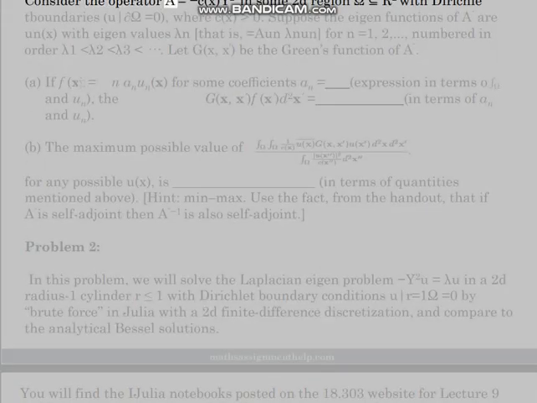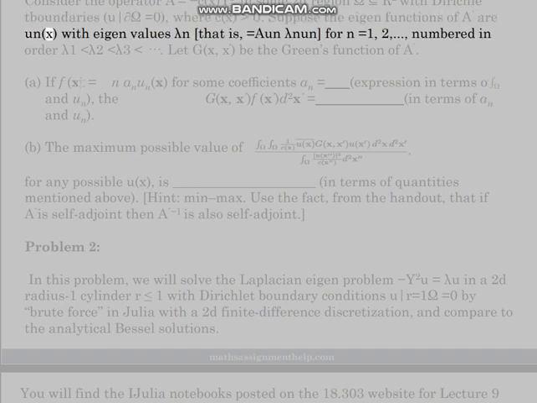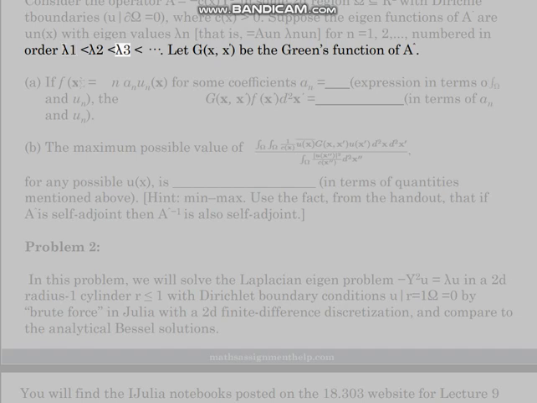Consider the operator A equals minus divergence of c(x,y) gradient in some 2D region omega, a subset of R2, with Dirichlet boundaries, u on del omega equals 0, where c(x) is greater than 0. Suppose the eigenfunctions of A are u_n(x), with eigenvalues lambda_n, that is, A u_n equals lambda_n u_n, for n equals 1, 2, numbered in order lambda 1, lambda 2, lambda 3. Let G(x,x') be the Green's function of A.